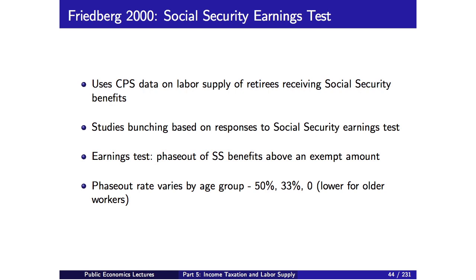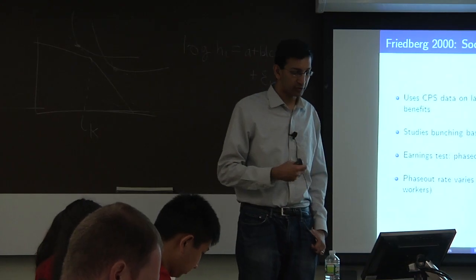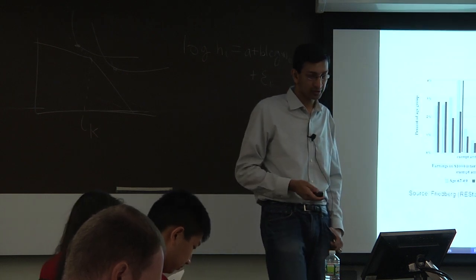She studies bunching based on responses to what's called the Social Security earnings test. What the earnings test is, is that above a certain exempt amount, you face a phase out of your Social Security benefits in certain age ranges. So if you're 62 years old and you earn more than $10,000, every additional dollar that you earn is going to lead to a cutback of your Social Security benefits, okay? And the phase out range varies by age group from 50%, 33%, and 0 for older workers, where there's no phase out. There's no earnings test at all.